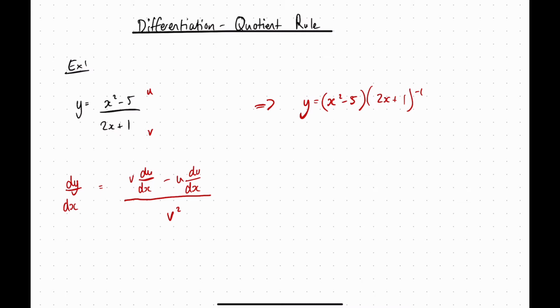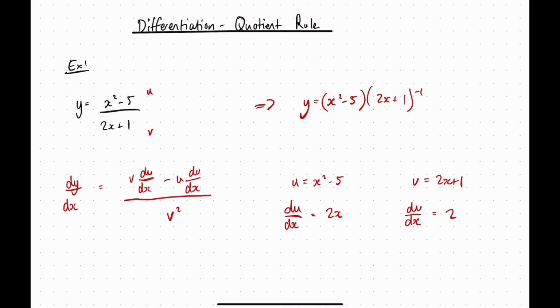So if we consider x squared minus 5 as u, so u equals x squared minus 5, then we can say du dx is the differential of that, which is just 2x. If v is 2x plus 1, then dv dx is just 2.